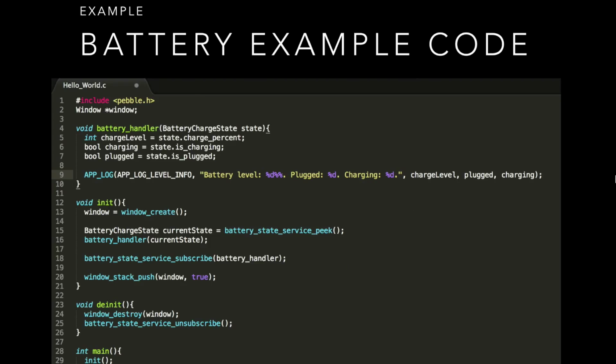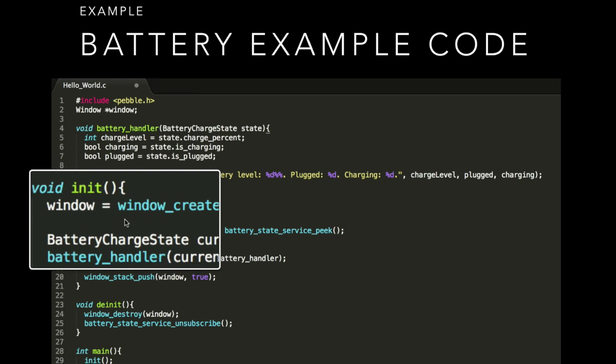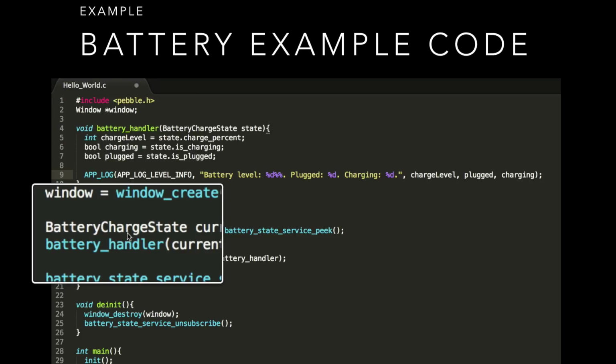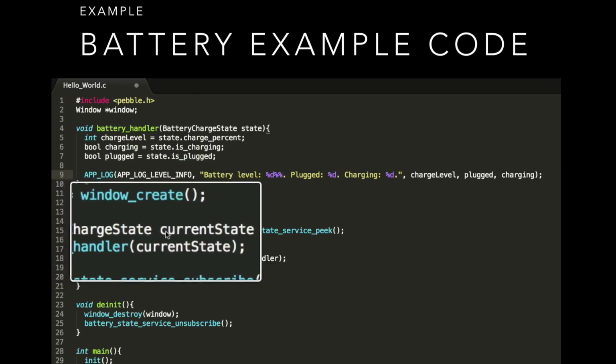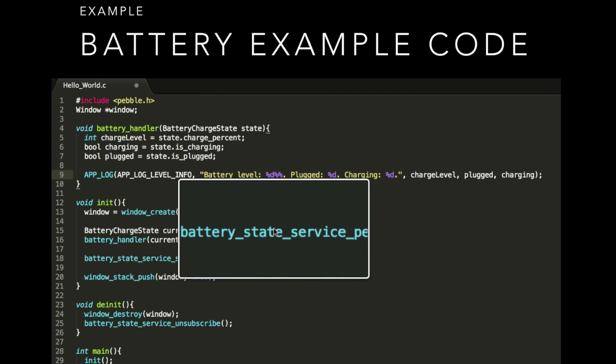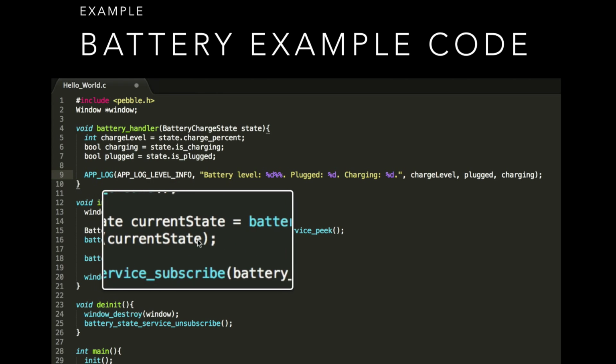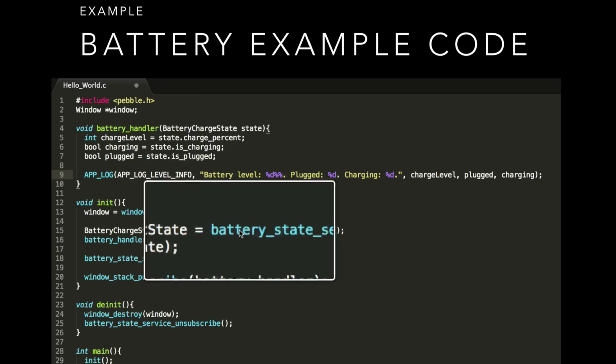So here is some example code for the battery. I've set this up very similar to the Bluetooth example code. Here in the beginning, we have our window being created and everything, and here, BatteryChargeState is the main struct you'll be using. It's the only struct you'll be using, I guess, to handle battery information. It's not a pointer, it's just a struct, so you'd set it up like this, and battery state service peek returns a BatteryChargeState struct, and so we're setting that into the return value.